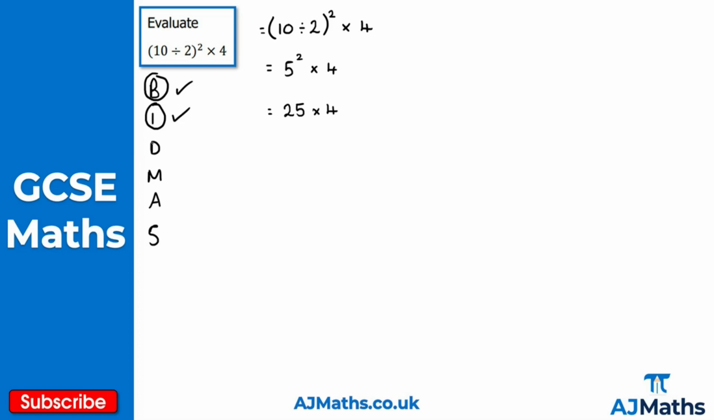We don't have any division here. We have no division, but we do have multiplication. So 25 times 4 would give me 100. If we evaluate this expression, 10 divided by 2, all squared, and times it by 4, we get 100. And there we have it. That's the solution to question 2.